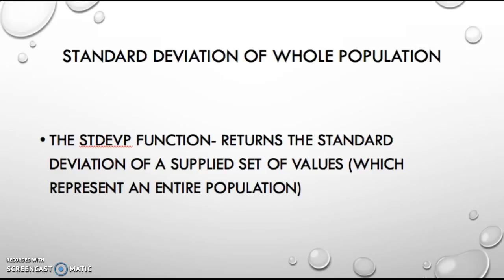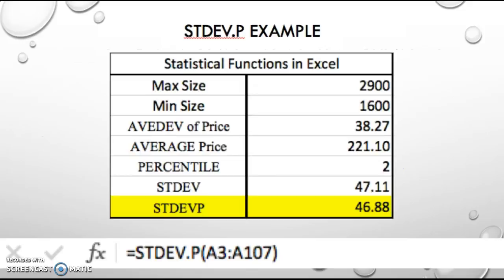Standard deviation of the whole population. Unlike the sample version, the standard deviation of the whole population returns the standard deviation of a supplied set of values which represent an entire population. Again, using the real estate data provided in the workbook, I figured out the standard deviation of the whole population. And as you can see, the standard deviation of the whole population is 46.88, which is less than the standard deviation of the sample, which was 47.11.